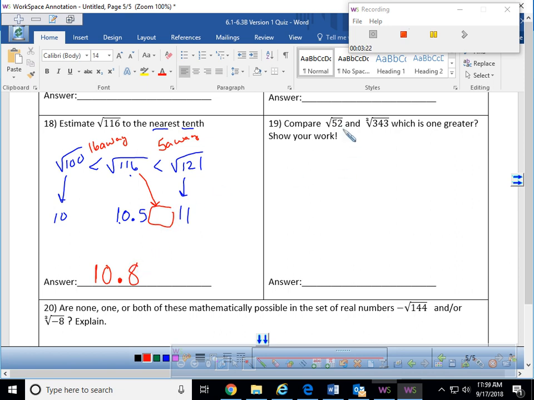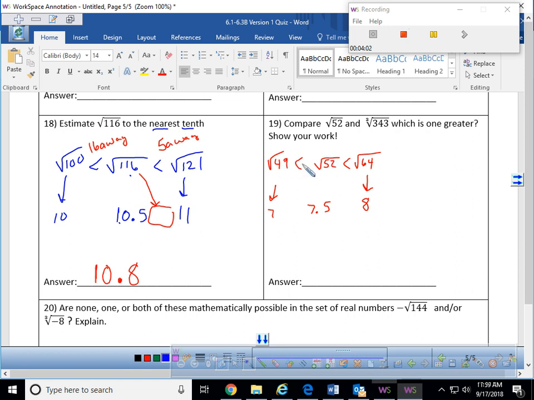Alright, which one is greater? Well, I don't know. Let's see here. First of all, the square root of 52 is not a perfect square. So let's go ahead and trap it and get a decimal here. The square root of 52 is greater than 49, but less than 64. The square root of 49 is 7. The square root of 64 is 8. We'll put 7.5 in the middle to make a judgment call here.